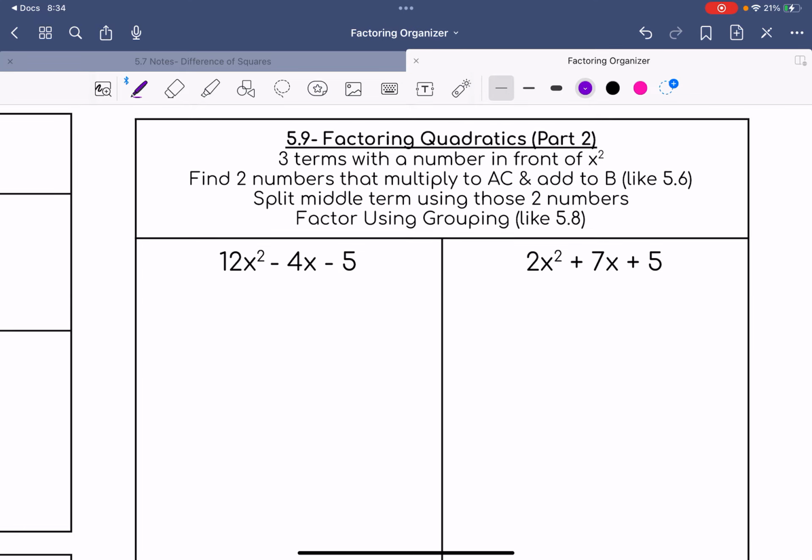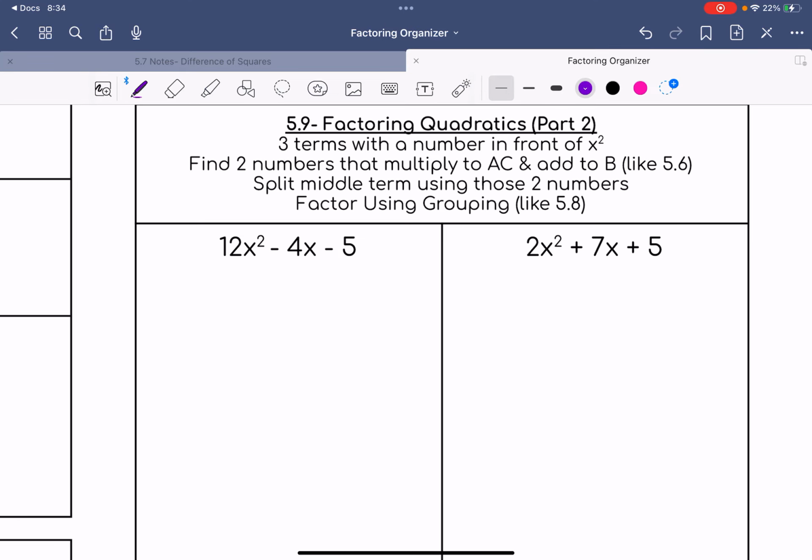Okay, last but definitely not least, and definitely not the least amount of work, we've got 5.9, which is factoring quadratics part 2. We have 3 terms here with a number in front of x squared. We need to find 2 numbers that multiply together to be a times c and add together to be b. So that's really similar to what we did in 5.6. Then we use those 2 middle numbers to split this middle term. Then we factor by grouping just like we did in 5.8. So this is like combining 5.6 and 5.8 together.